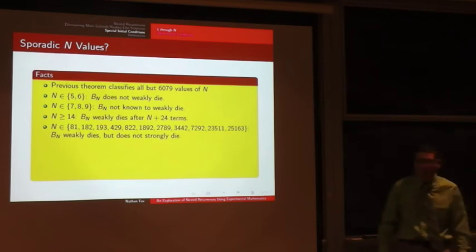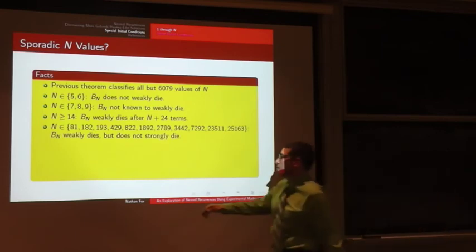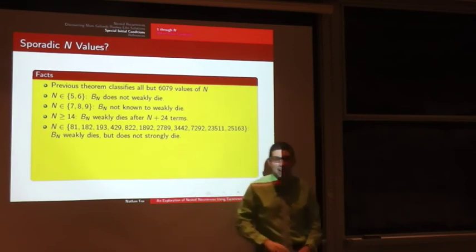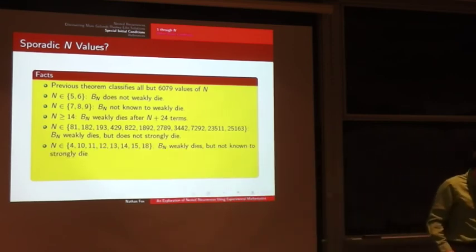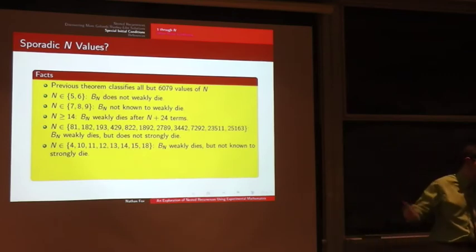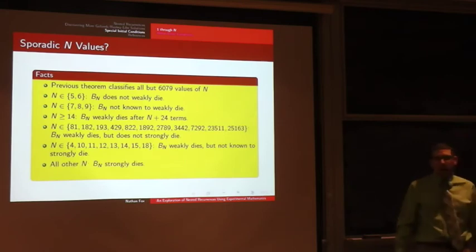For anything in this set, it weakly dies but does not strongly die. For things in that set, it weakly dies, and we don't know if it strongly dies, but it probably doesn't. So it's again sort of like the Hofstadter sequence. And for any other n value, it strongly dies.